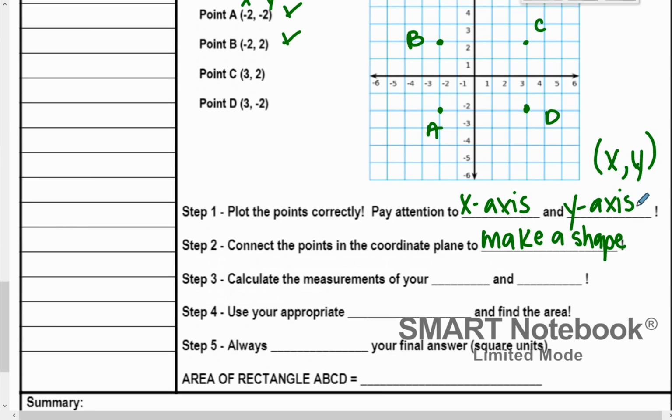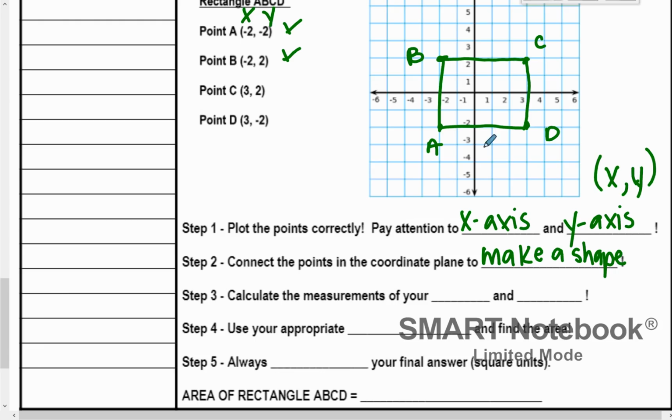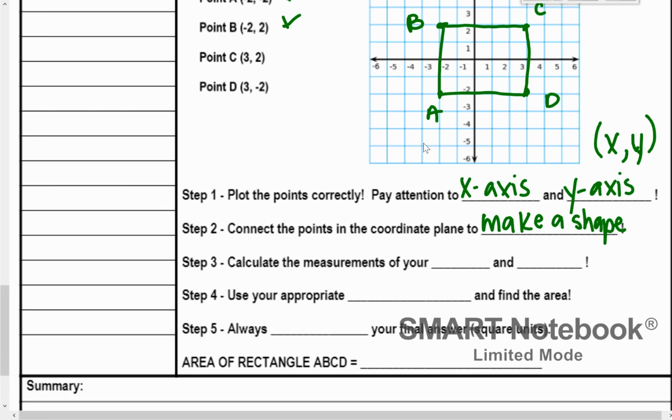Okay, so if I connect all these dots, they're not going to be perfectly straight. It's okay. Close enough. That's not too bad. Okay, and I'm going to make a shape. This is a rectangle. Okay, what I'm going to do next is find the area of this rectangle. I'm going to do that just like how we have been doing in class. I'm going to find the measurements of my base and height.